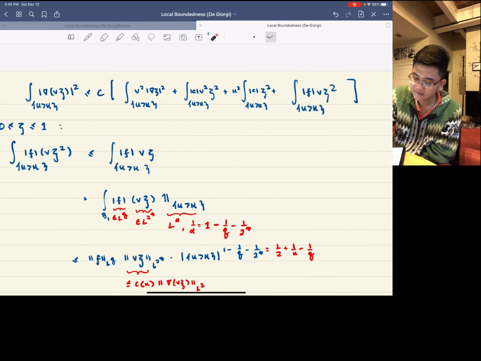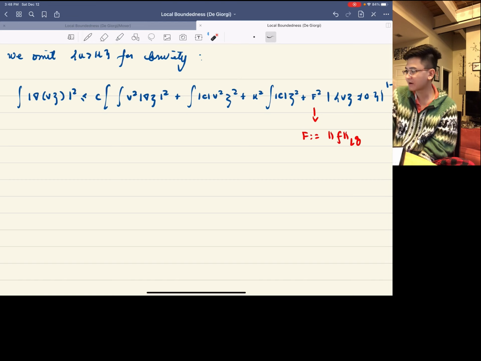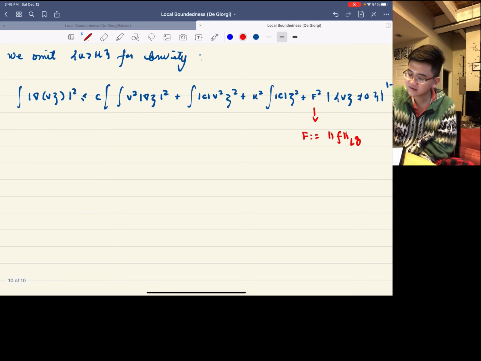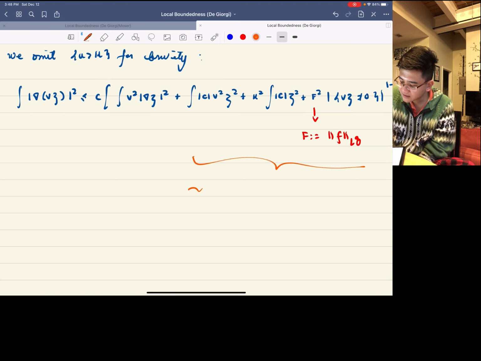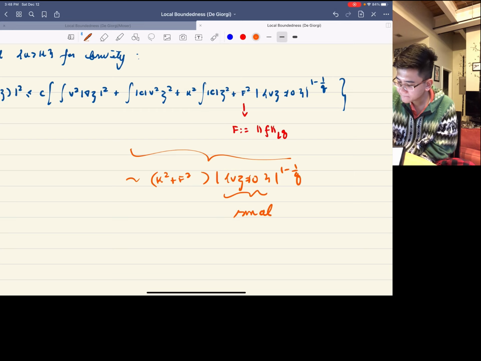Okay, so remember, what's the point? We want L2 norms. We have sort of taken care of this term here. So the idea is: is it possible to get an estimate where instead of these terms here, you have something like this? So you have something like k squared plus f squared times this one. That is what we're going to work with, 1 minus 1 over q, provided that this is small.